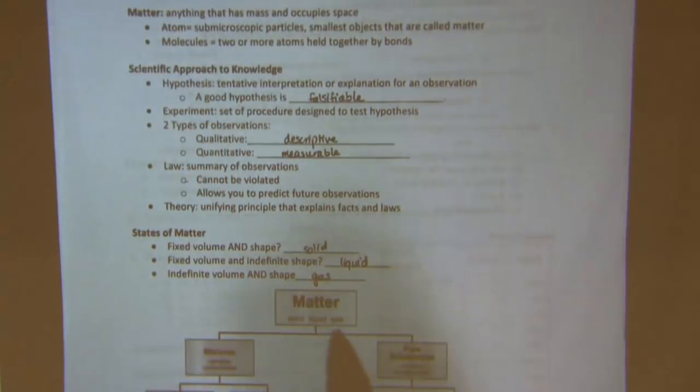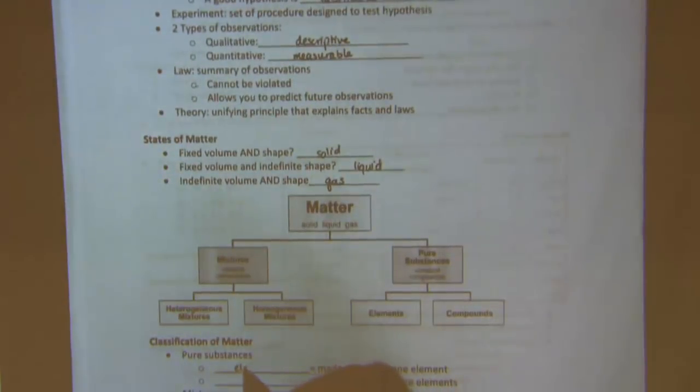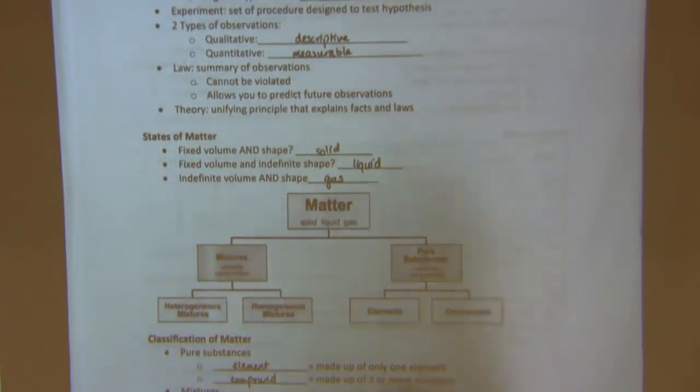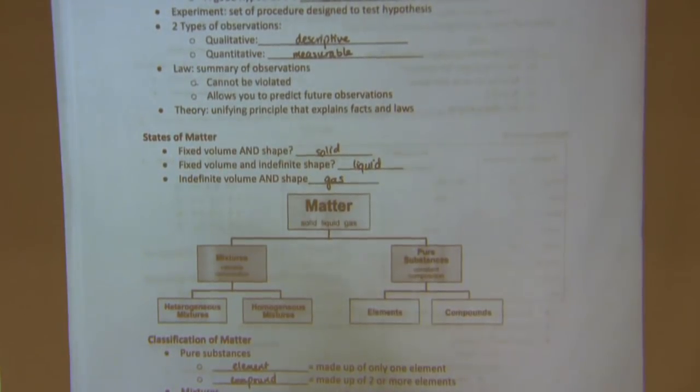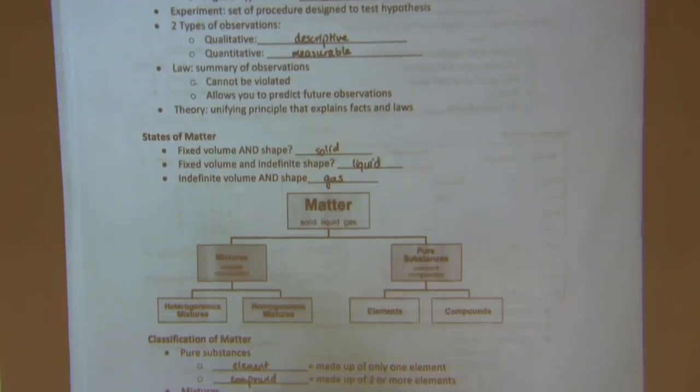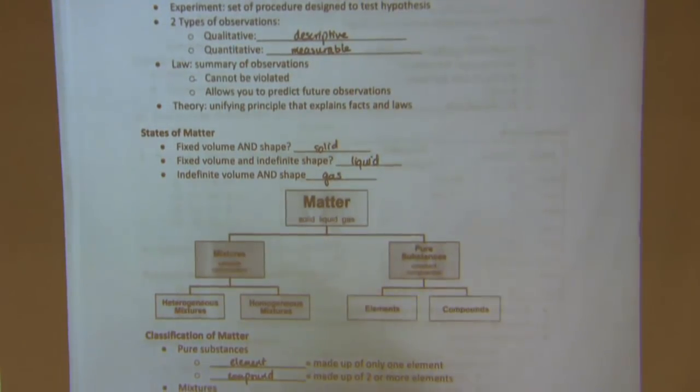So this is just a table of matter and whether or not they're mixtures and pure substances. So pure substances, if they're made up of only one thing, they are elements. And if they're made up of two, it's a compound. For mixtures, if they're uniform throughout, they are homogeneous. And if they are not, they're heterogeneous. Sorry.